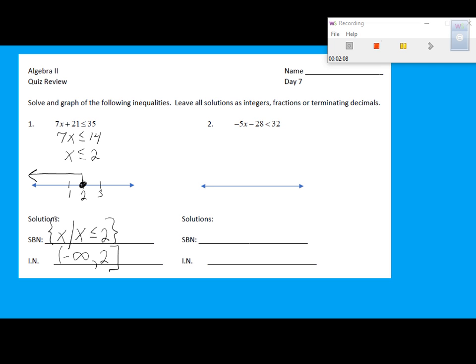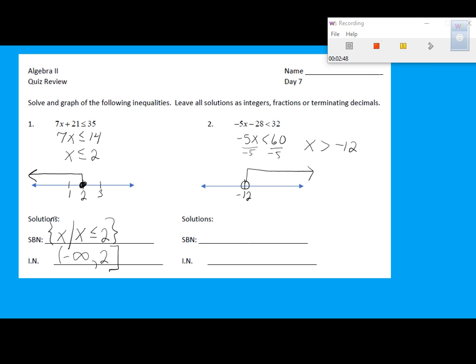On this quiz today, there's no compound inequalities like you had last class. We'll save those for another day. Here goes my number 2. I'm going to add 28 to both sides and get 60. We're going to divide both sides by negative 5. And I'm going to get x is, flip the sign, greater than negative 12. X is greater than negative 12. On my number line, open dot and greater than to the right.